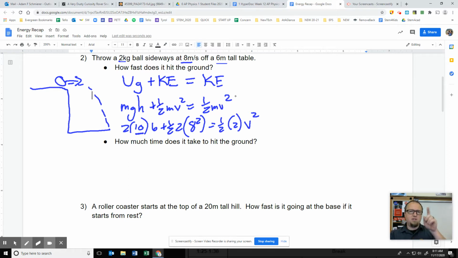So be careful about that. That g is still there, it's still 10. So we got 220, 6, 120.